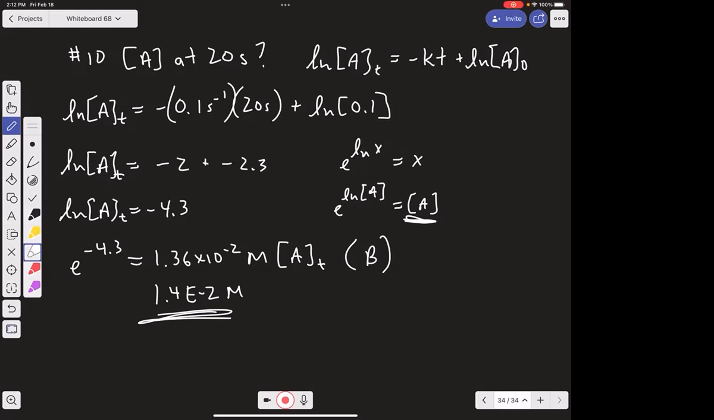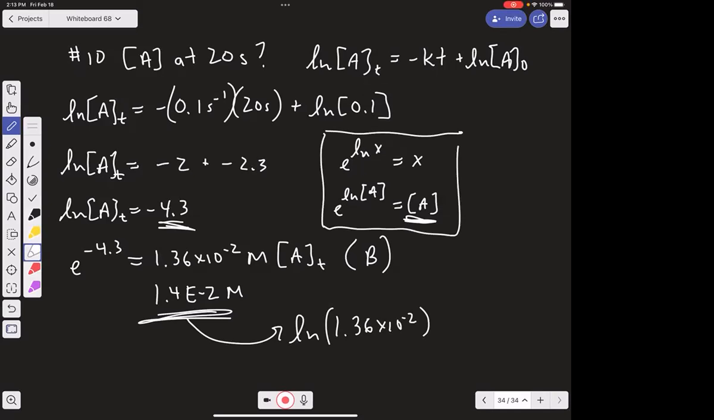And just to give yourself some more confidence that that works, if you're not sure, we could take the natural log of 1.36 times 10 to the -2, and that should return -4.3. That should give you this number back, because you're just doing the opposite operation. That's a little trick that we had to go over in class when we did first order reactions.